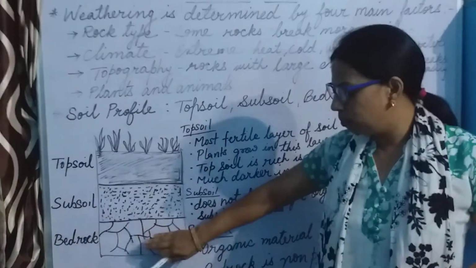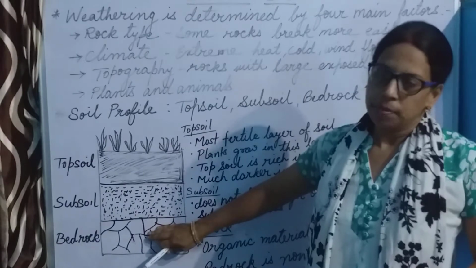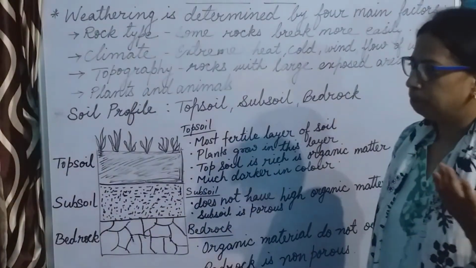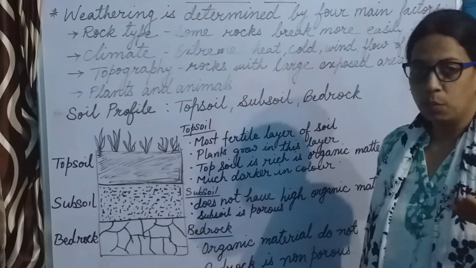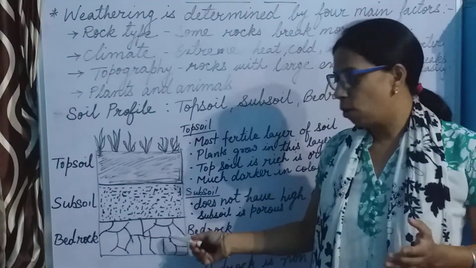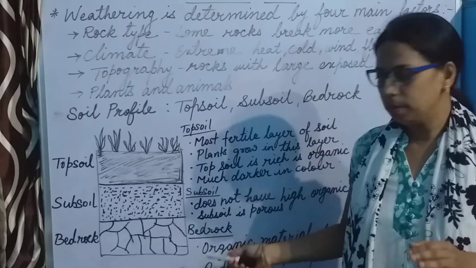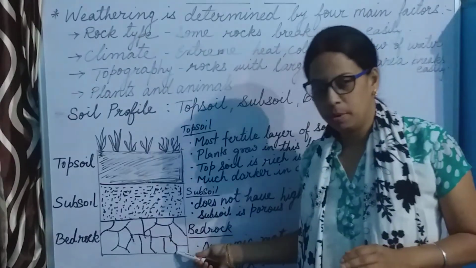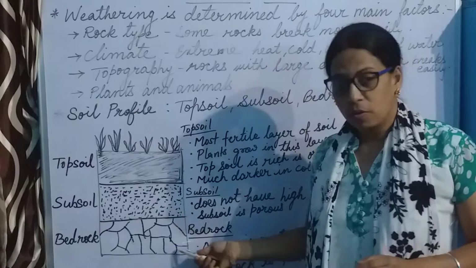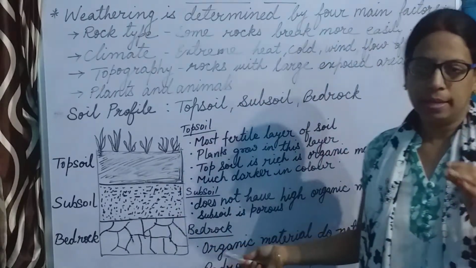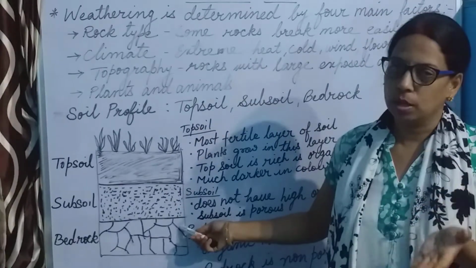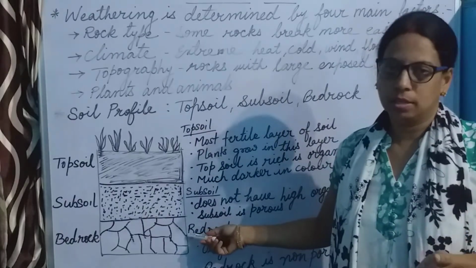The water accumulates in this layer, and you would have seen the tube wells and the wells. When it is dug, then we get water and we say the water table is reached. Water table means this layer only makes the water table, because in this layer water is accumulated. So in the borewell also, when the digging takes place and water comes, that means the bedrock layer is reached.